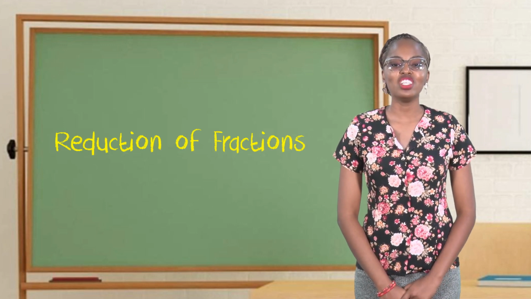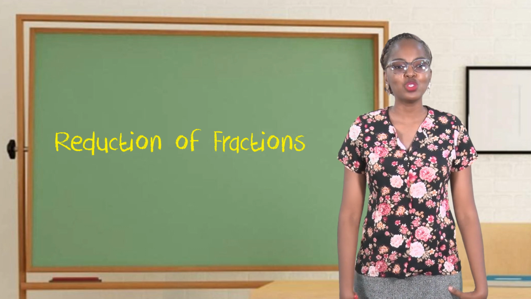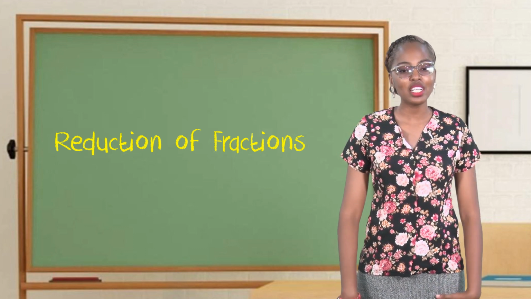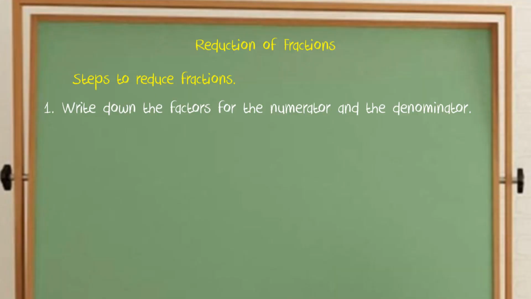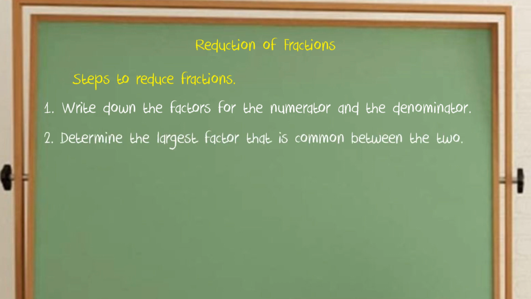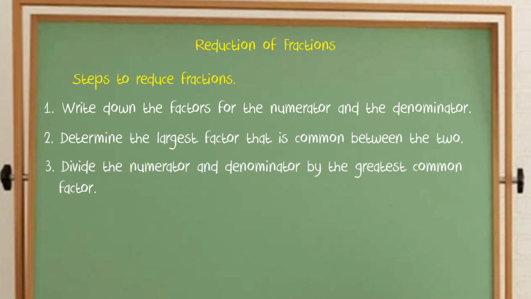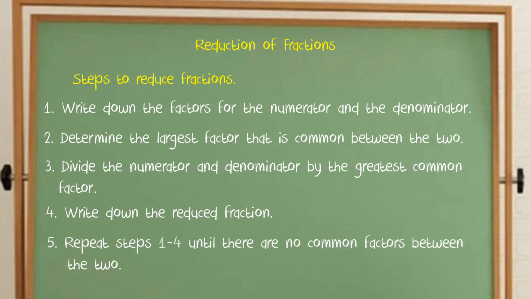The next concept is reduction of fractions. How to reduce a fraction? We have a step-by-step format that I think would be beneficial to you. The first step is to write down the factors of the numerator and the denominator. Step 2 would be to determine the largest factor that is common between the numerator and the denominator. Next, you would divide the numerator and the denominator by the greatest common factor. And the other step would be to write down the reduced fraction. If that reduced fraction can be reduced further, you repeat steps 1 to 4 until there are no common factors between the two.